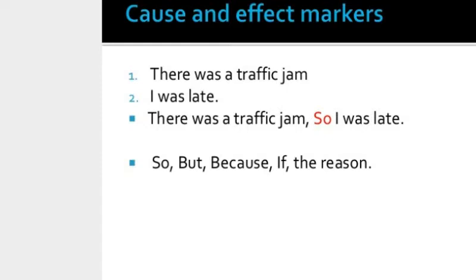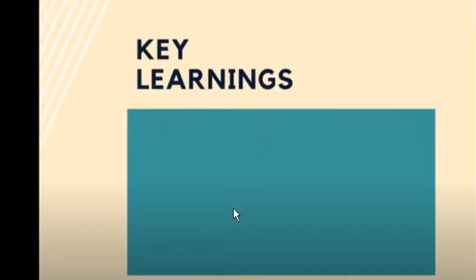Cause and effect markers. There was a traffic jam. I was late. There was a traffic jam, so I was late. So, but, because, if, are samples of cause and effect markers. Now we will watch a video about identification of discourse markers. Let's watch this video about discourse markers.